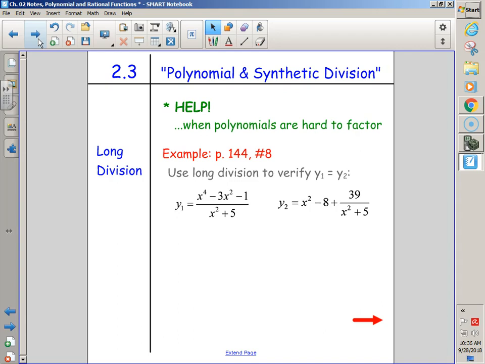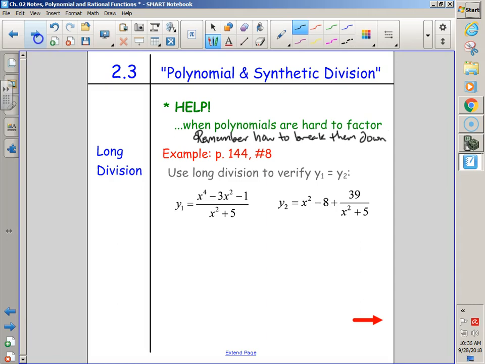So we need to do section 2.3 that says, hey, let's practice some long division and synthetic division. Because if polynomials are hard to factor, we're going to have to learn or remember how to break them down. And the first step to breaking them down is division. So synthetic and long division. The first step to breaking down a polynomial is division.